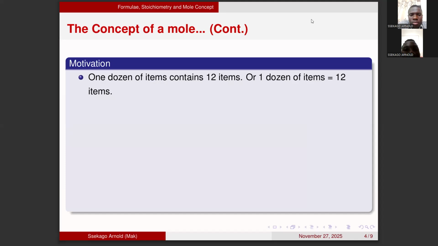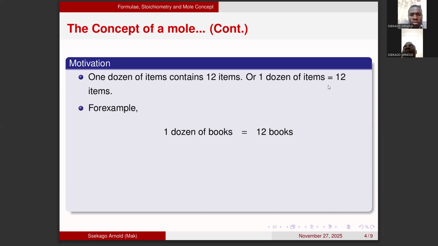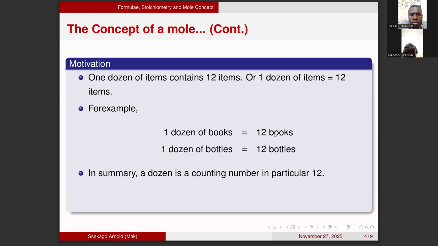So before we understand what a mole is, we build from what we know. You know what a dozen means: that a dozen of items contains 12 items. In particular, we say that 1 dozen of items is equal to 12 items. For example, 1 dozen of books is equal to 12 books. Similarly, 1 dozen of bottles is equal to 12 bottles. In summary, a dozen is a counting number, in particular, 12. So you know what this dozen is.